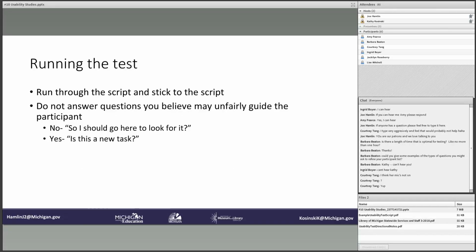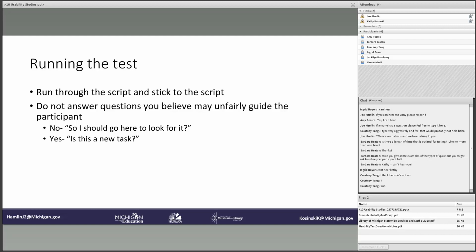Okay, so then there's the actual running of the test. Because you have this lovely script in front of you, you won't find yourself lost for words, because it's all right there, and you are obligated to read that script because you don't want it to be any different, and you stick to it.